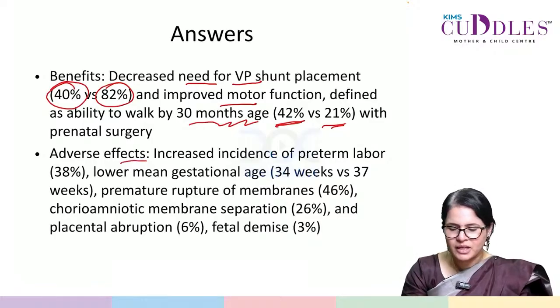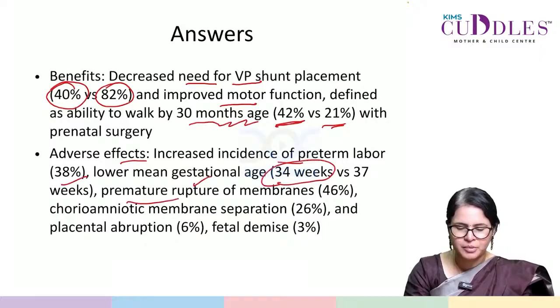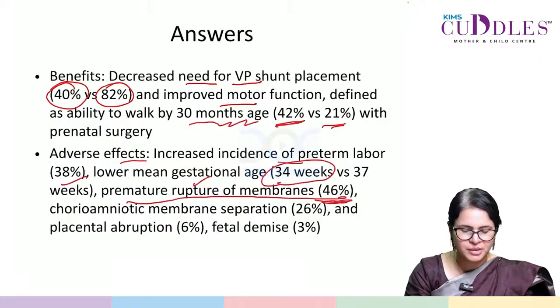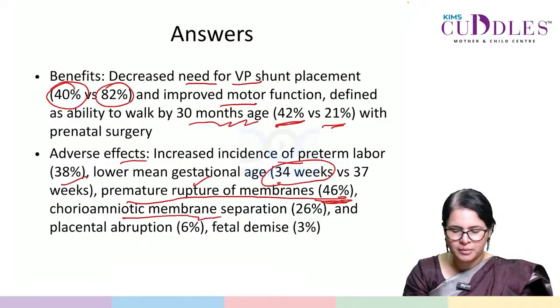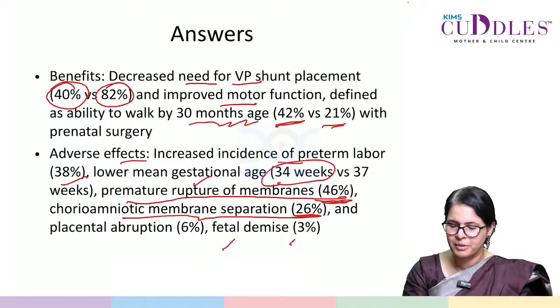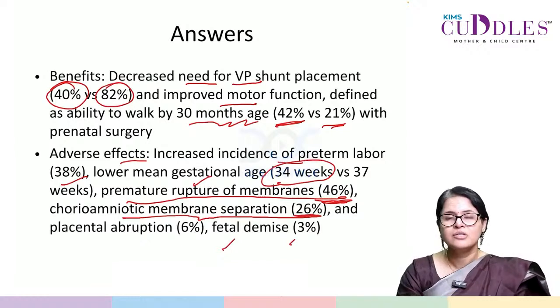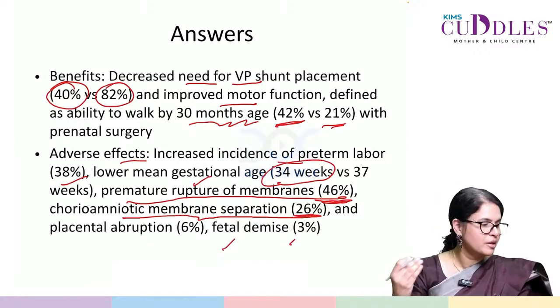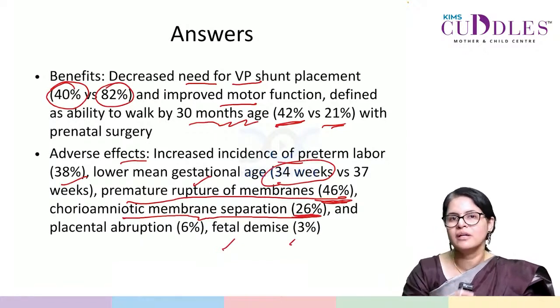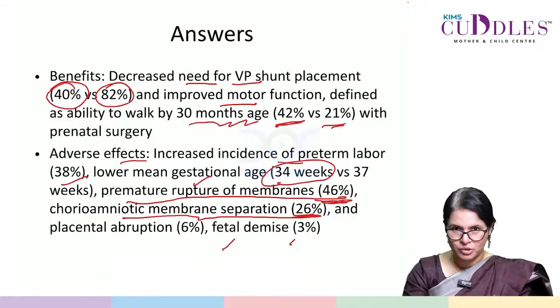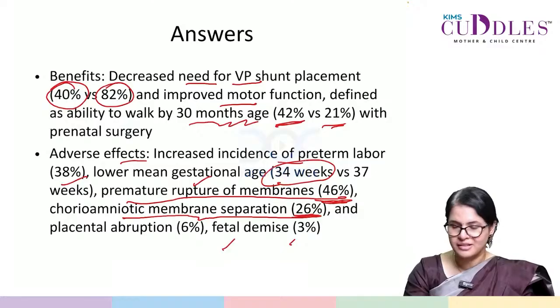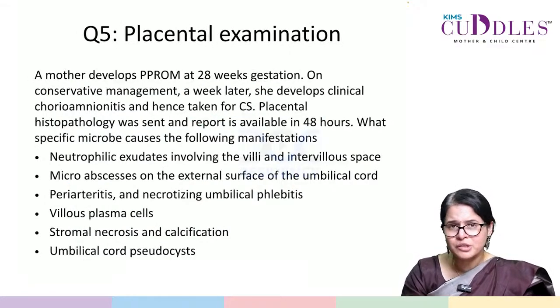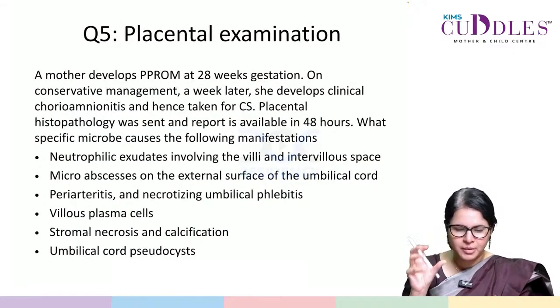And adverse effects were increased incidence of preterm labor, lower mean gestational age at birth, which was around 34 weeks, premature rupture of membranes, which was around 46%, chorioamniotic membrane separation, which was seen in around 26% of babies, placental abruption, and also some risk of fetal demise. So all these complications leading to preterm labor, rupture of membranes, or fetal demise were slightly more common when prenatal intervention was done. But the important advantage was that the survivors had better motor function and also lesser need for VP shunt placement.